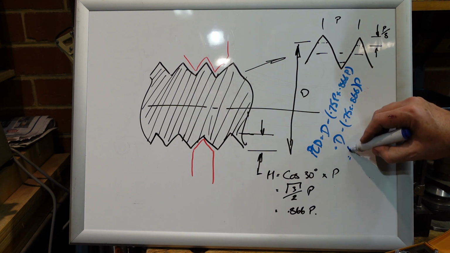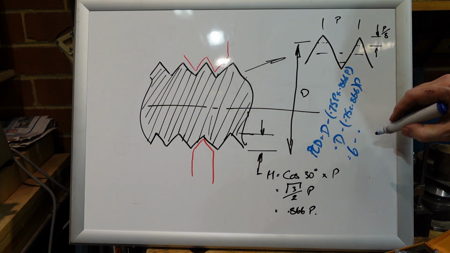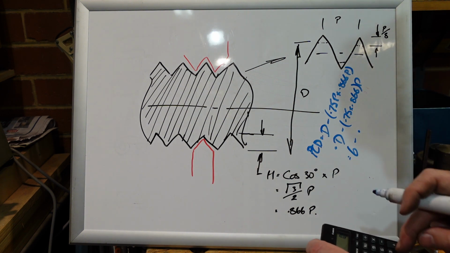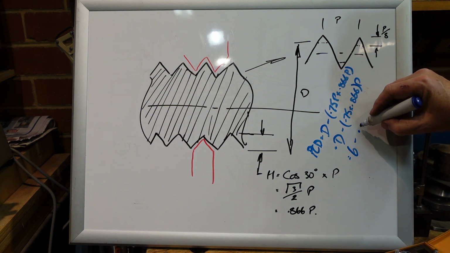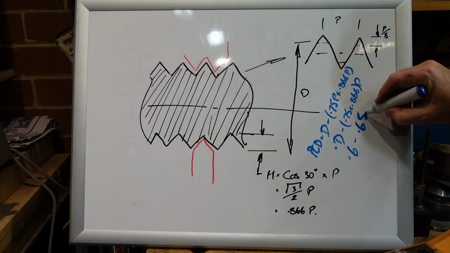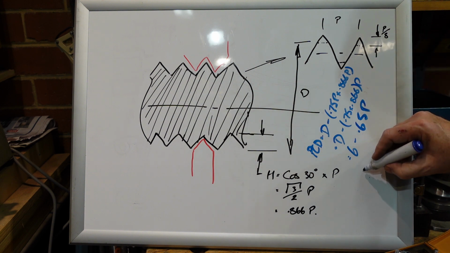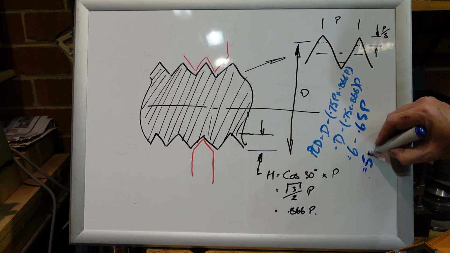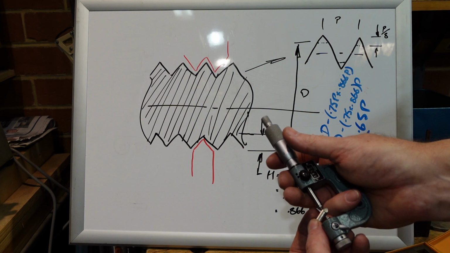In this case it's 6, take 0.75 of that. So, grabbing a calculator, 0.75 times 0.866 is approximately 0.65 P. P equals 1 because it's a 1mm pitch, so that's going to be 5.35 roughly. When you're doing threads to high precision, you obviously need to take a bit more time with your calculations.